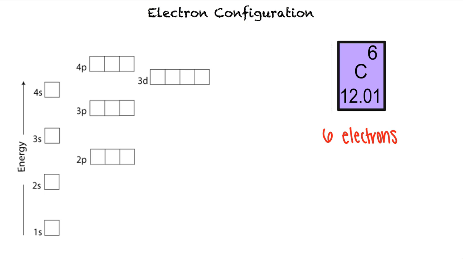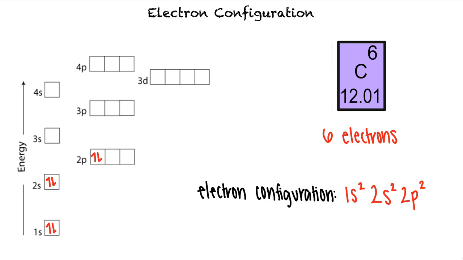Since carbon has 6 electrons, we start by drawing arrows in the 1s orbital and filling squares until we have drawn 6 arrows total. We see that the electrons fill the 1s atomic orbital, the 2s atomic orbital, and occupy part of the p atomic orbital. We therefore write carbon's electron configuration as 1s2, 2s2, 2p2. The superscript on each letter corresponds to the number of electrons in the orbital.